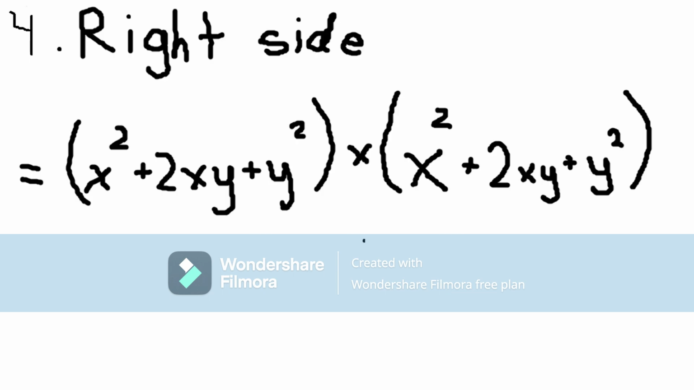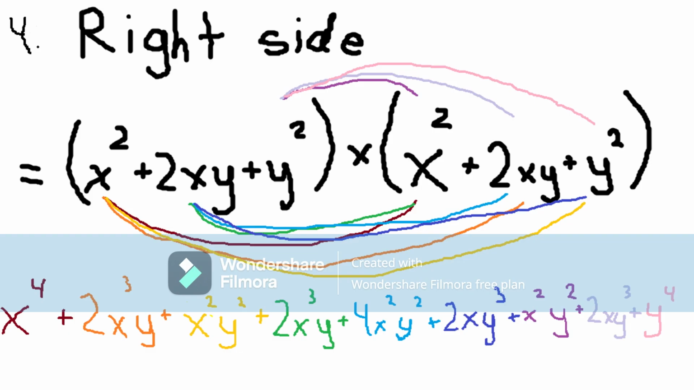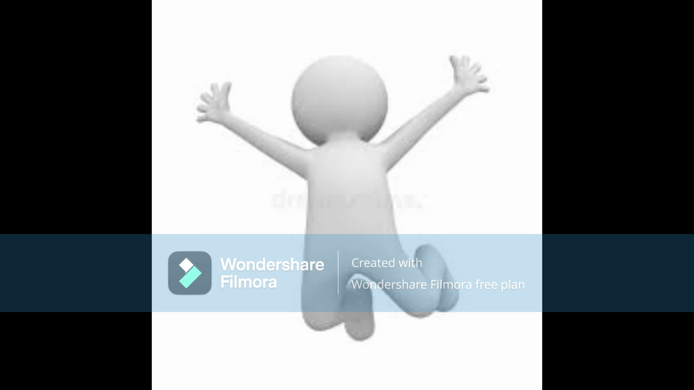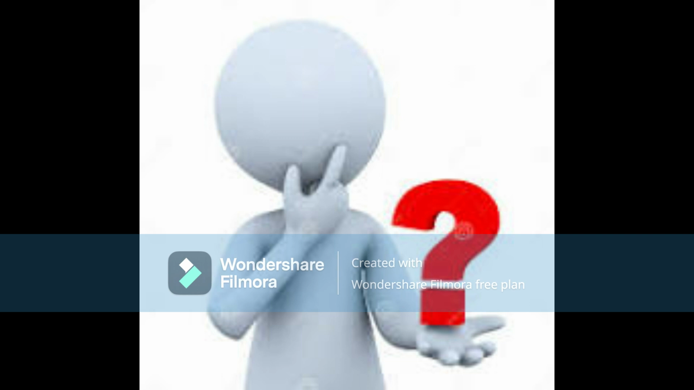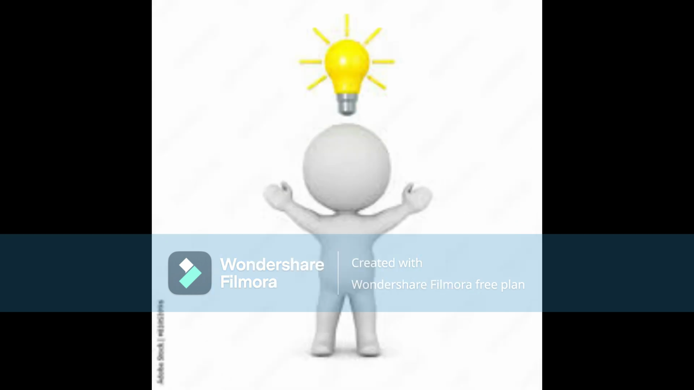Back to the right side of the equation. After we simplify the right side of the equation, we can, say it with me now, distribute. After distributing, we see that both sides of the equation are equal to each other. Hooray! We've proved our identity algebraically. What's that? What do you mean you need further proof? I've got just the solution.